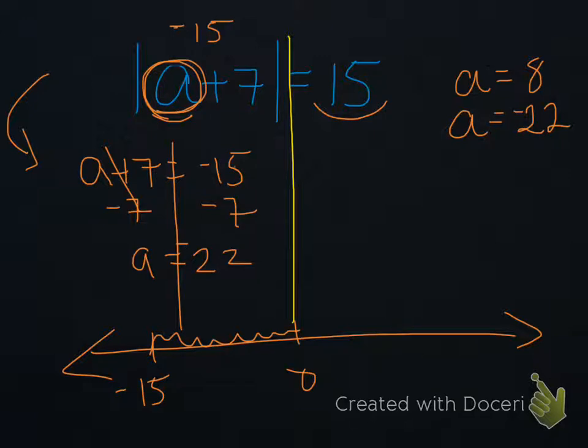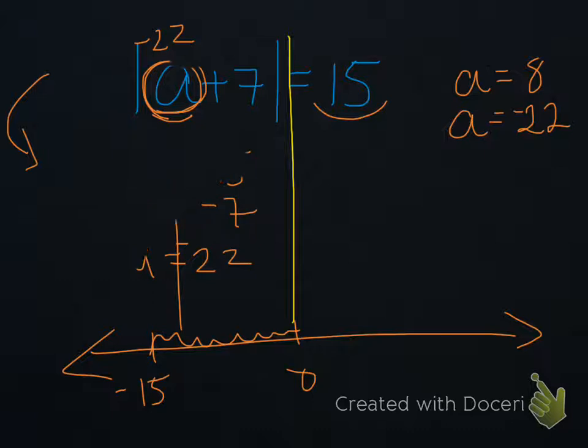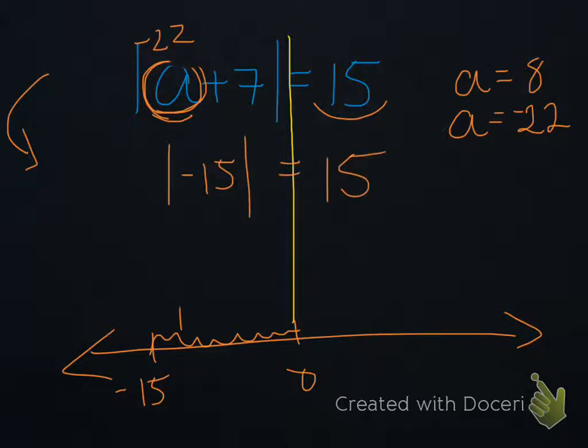Because negative 22, follow me here, plus 7. Different signs, find the difference. Sign of the higher number, right? That would give me a negative 15. And what I just said was, intuition states that the absolute value of negative 15 is equal to 15. And then we have a true statement. We've made our equation true.